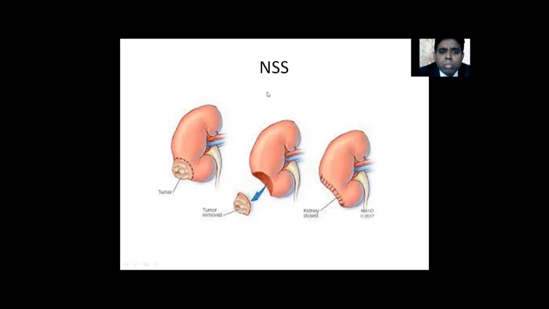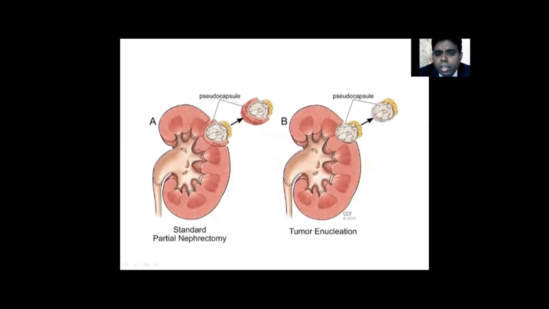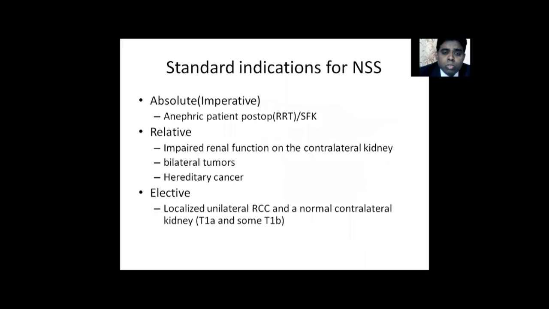When we consider nephron-sparing surgery or partial nephrectomy, we remove the tumor with a margin of normal tissue. At least a one-cell line is important. But some people do enucleation when the patient has multiple small tumors. But that's even oncologically safe. So what are the standard indications for nephron-sparing surgery?